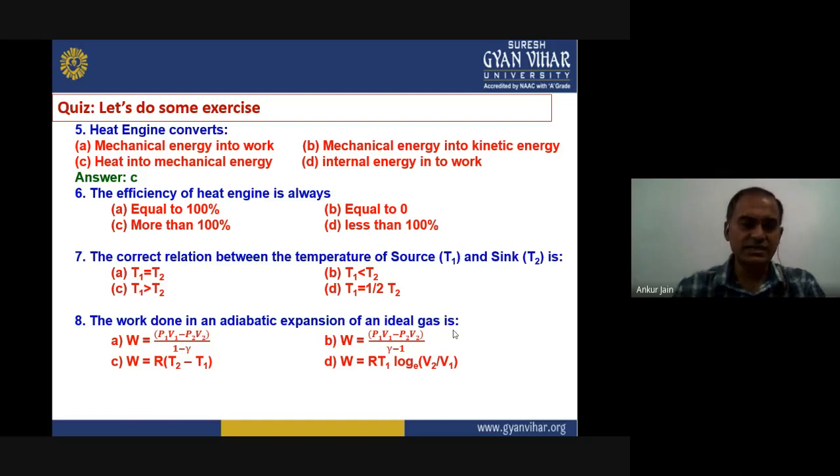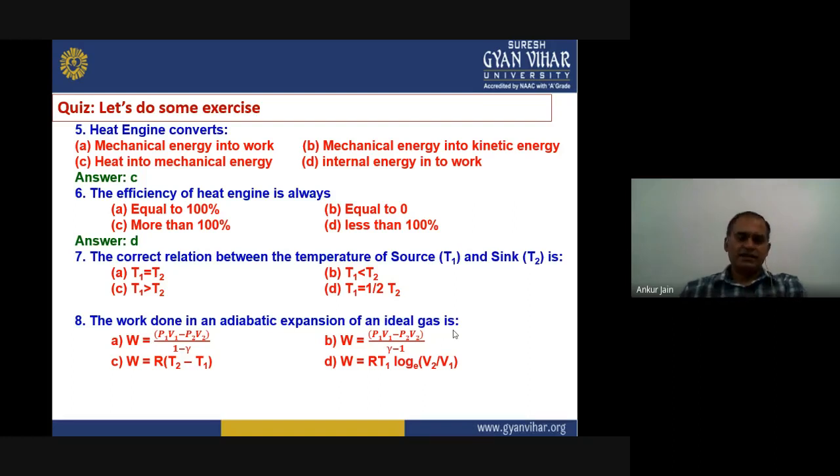The next question is, the efficiency of heat engine is always equal to 100%, equal to 0, more than 100%, or less than 100%. Again, recall the formula for efficiency. It is 1 minus T2 upon T1, and we know that the engine works only when T1 is greater than T2. That means T2 upon T1 is a finite quantity. That means eta will be less than 1. So the efficiency will always be less than 100%, and the right answer will be D.